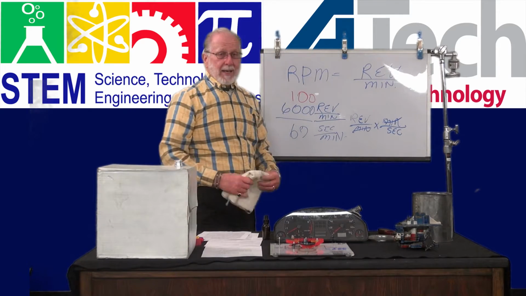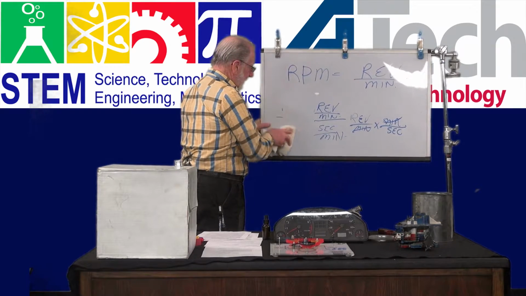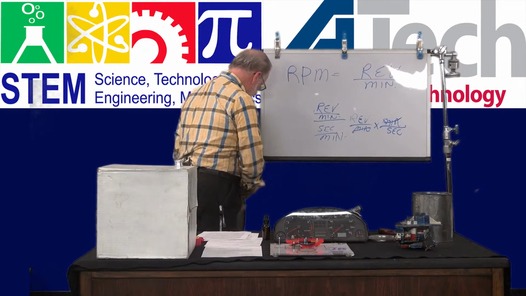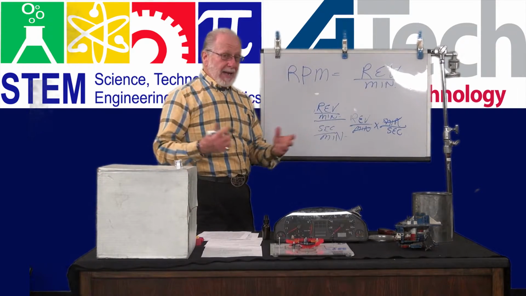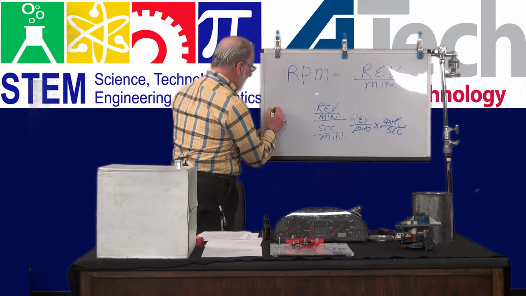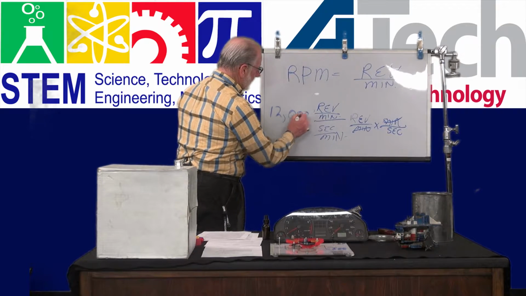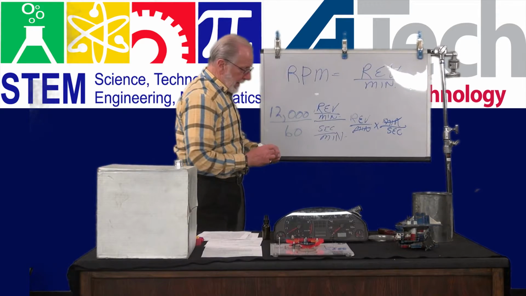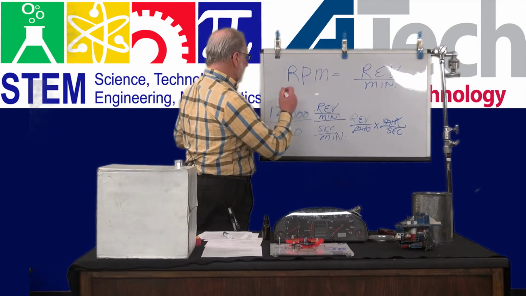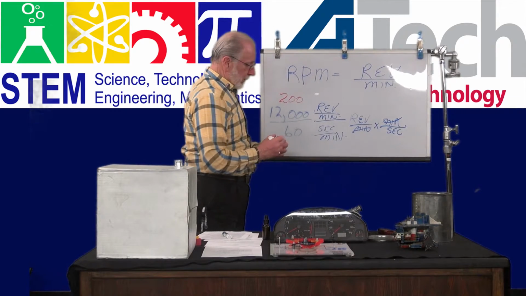A lot going on. Now, let's take a look at race cars. Race cars are actually designed to go faster. They redline out at 12,000 revolutions per minute. Divided by 60, how many revolutions per second is that? Well, that's 200 revolutions per second.